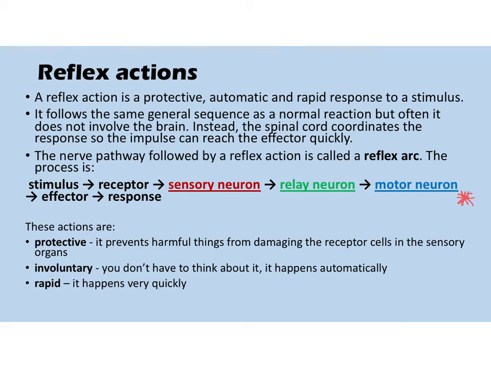So these reflex actions are protective, which means it prevents harmful things from damaging the receptor cells in the sensory organs. They are involuntary, which means you don't have to think about doing it. It happens automatically, like blinking. And they are rapid, so they happen very quickly.